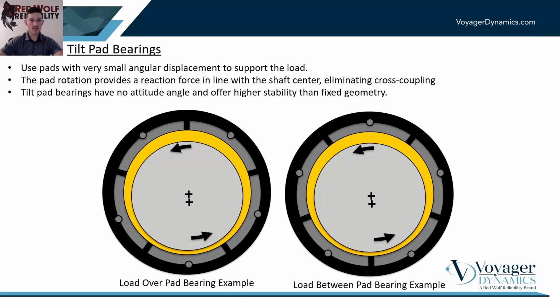What this means is that tilt pads no longer have an attitude angle that you would see in our fixed geometry bearings. Remember, if you drew a line between the shaft center and the bearing center, you actually had an angle between that line and the vertical. You no longer have that in a tilt pad bearing. The shaft will lift directly straight up in this situation. The benefit of that is tilt pad bearings offer a higher stability than a fixed geometry bearing.